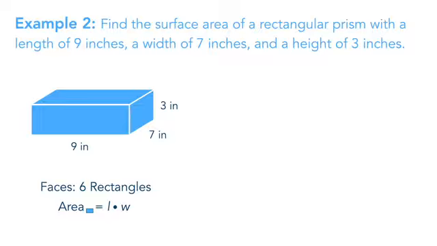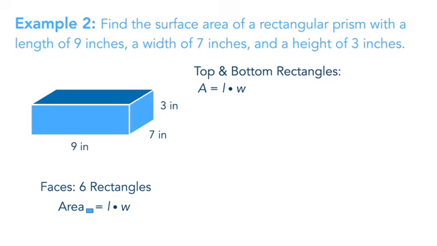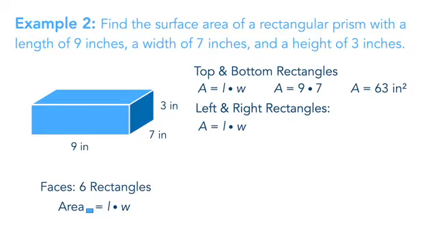First, let's find the area of the top and bottom rectangles. The dimensions of those rectangles are 9 inches by 7 inches. Substituting 9 and 7 into the formula for L and W, we find that these rectangles have an area of 63 square inches. Next, we can find the area of the rectangles on the left and right sides.